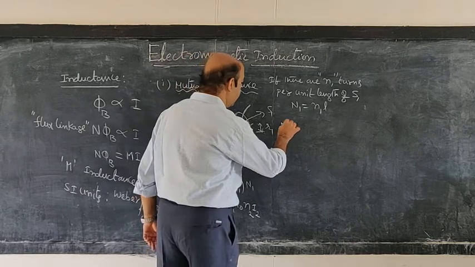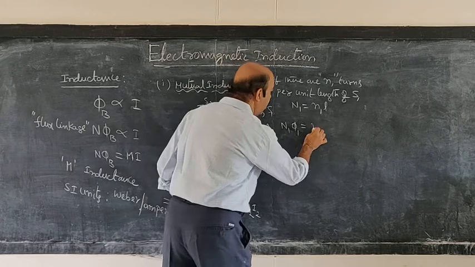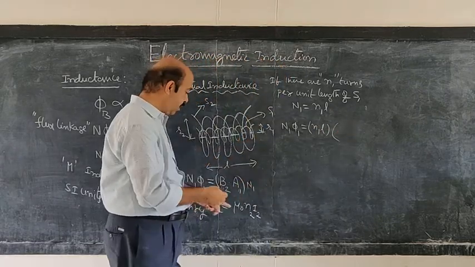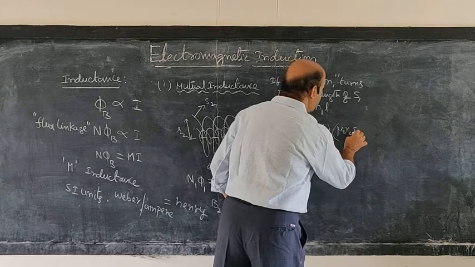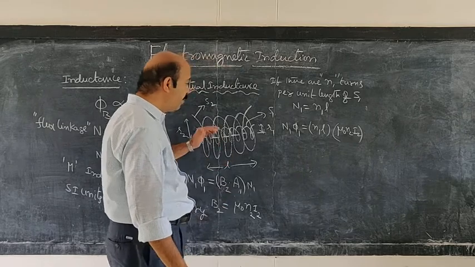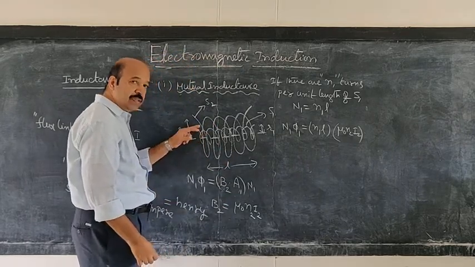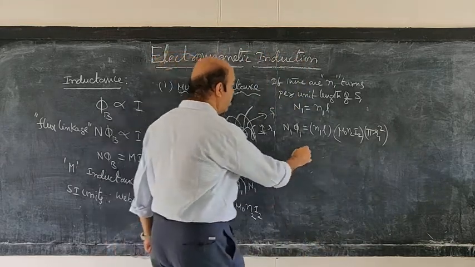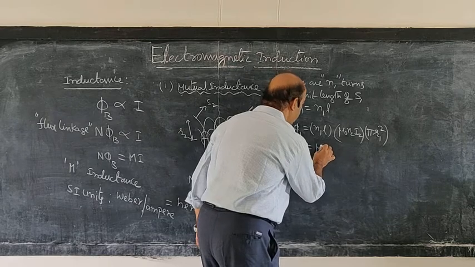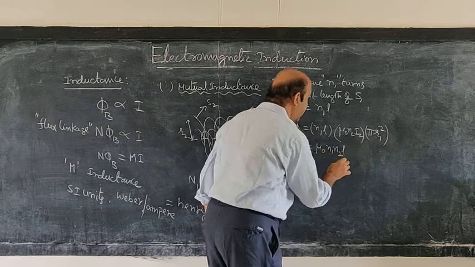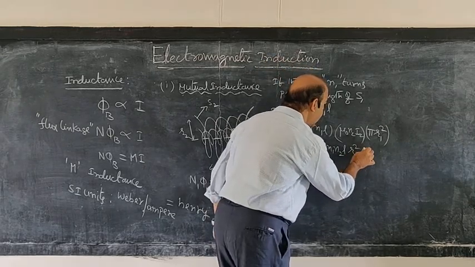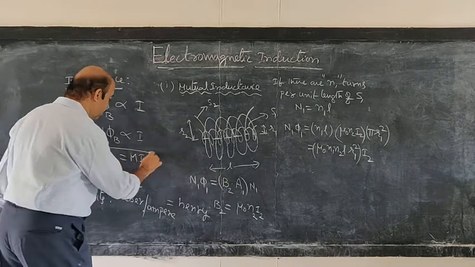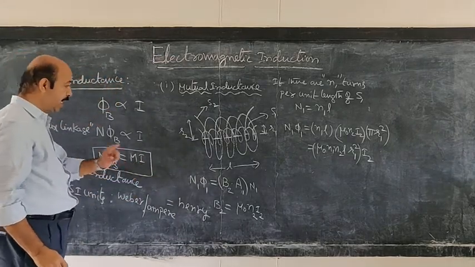So hence N1 phi1 is given by small n1 L, that is the number of turns, and the magnetic field produced by the current in the second coil, mu naught N2 I2, and the area of the coil, that is here we have to take the area of the first coil, pi R1 square. So therefore we can write like this: mu naught N1 N2 L R1 square I2. So like this you can write. But we have seen that the flux linkage is given by a constant times the current.